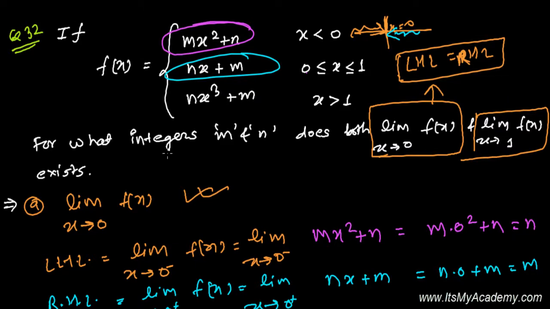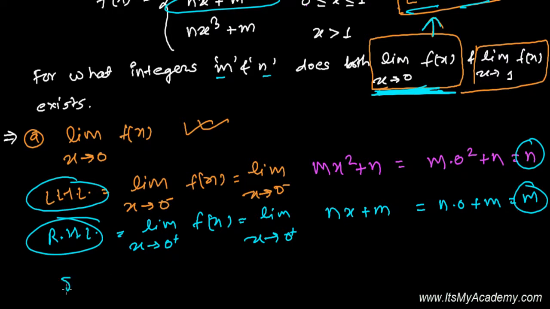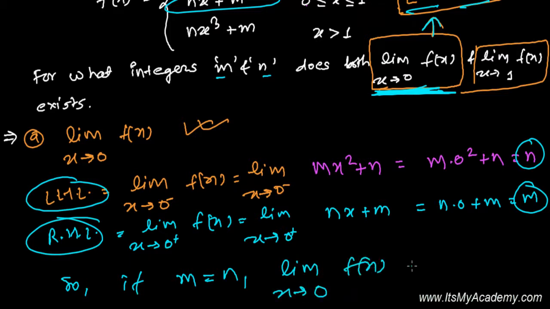And the question is saying, for what integers m and n does this limit exist? So for the existence of this limit, as I told you, left hand limit and right hand limit must be equal. It means n should equal m. So I can say, if m equals n, then limit x tends to 0 of f of x exists. So the integer m should always equal n. Then only this limit will exist.